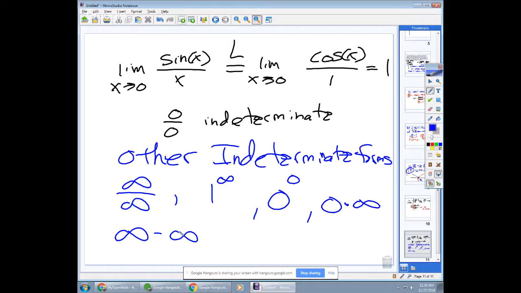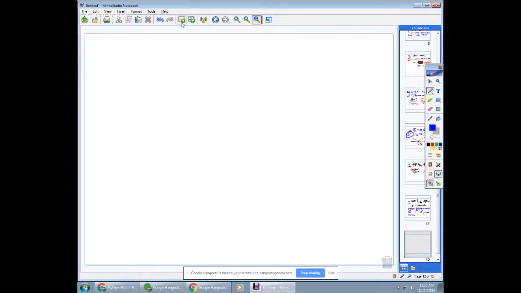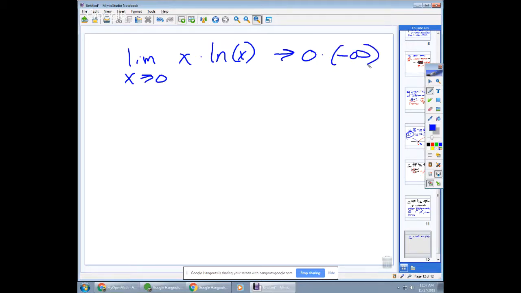Really? Yes, I'll give you an example. Suppose I wanted to do the limit as x goes to 0 of x times the natural log of x. What is x doing? It's going to 0. So this looks like 0 times, what does natural log do as x goes to 0? Think of the natural log function. It doesn't go straight up, it goes straight down. So this is 0 times negative infinity. Who wins here? x getting smaller or natural log getting bigger?